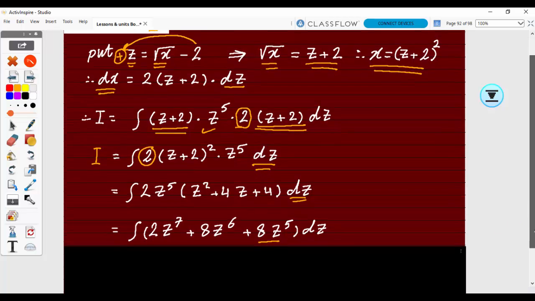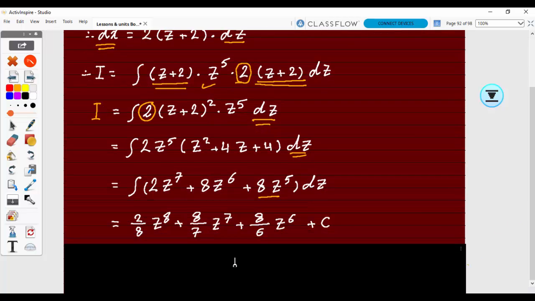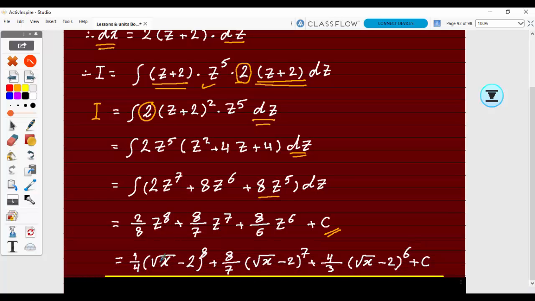Now we can make the integration. The integration of 2z power 7 equals 2 over 8 z power 8, by increasing 1 to the 7. The integration of 8z power 6 equals 8 over 7 z power 7, plus 8 over 6 z power 6, plus c. And we substitute and simplify. 2 over 8 equals 1 over 4.